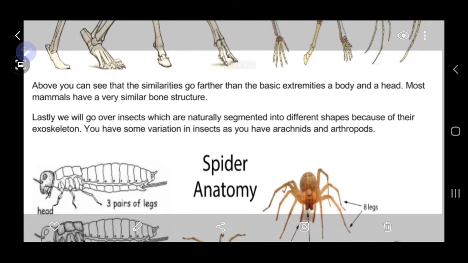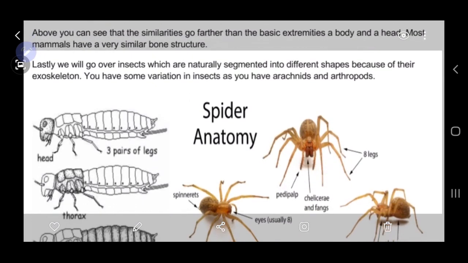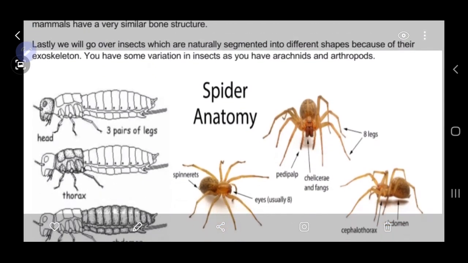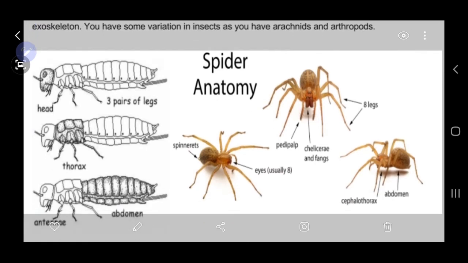Lastly, we will go over insects, which are naturally segmented into different shapes because of their exoskeleton. You have some variation in insects as you have arachnids and arthropods. So insects within themselves, because they have that exoskeleton, are already shapes and oftentimes pretty easy to draw. But even insects have their own rules. They have 6 legs, they have a thorax, they have a head and an abdomen.